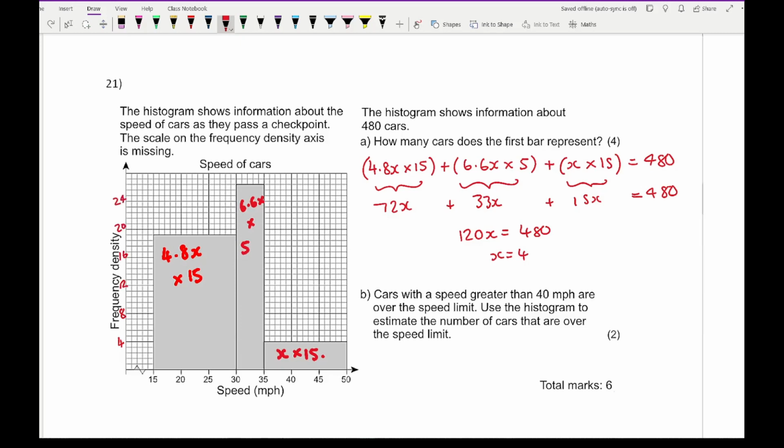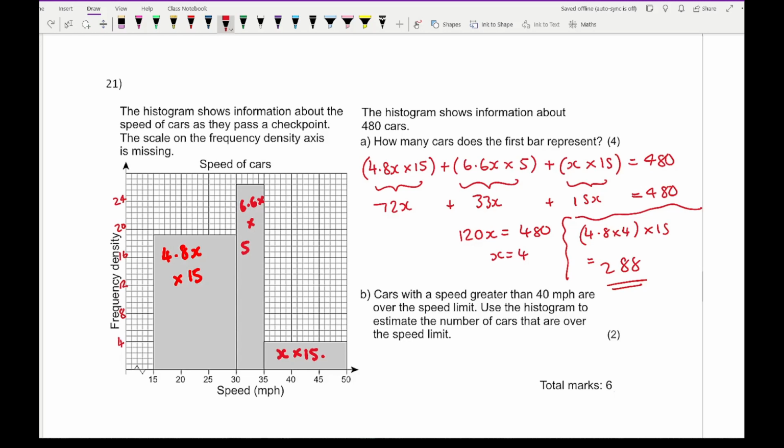So then from this, I can see what the first bar is going to be. Well, if x equals 4, all I've got to do is 4.8 times 4 times 15. And just put a little bubble around that. And that gives me an answer of 288 as my final answer.